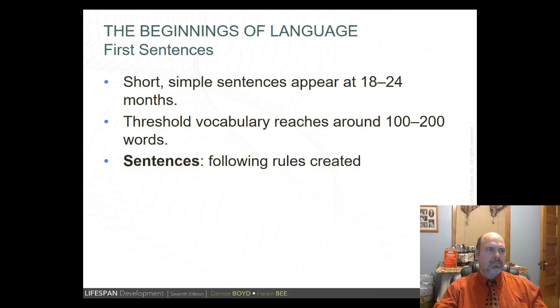Okay, next, there's what's called telegraphic speech. This is where it's 2 to 3 words, and the threshold vocabulary reaches around 100 to 200 words. This is where they start using sentences. Sentences might be even as simple as 2 nouns, like daddy's shoe, which is a 2 noun pair meaning this is daddy's shoe. Inflections or grammatical markers are missing, like understanding plural, single, past, present, future tense. But they are able to start forming short sentences.